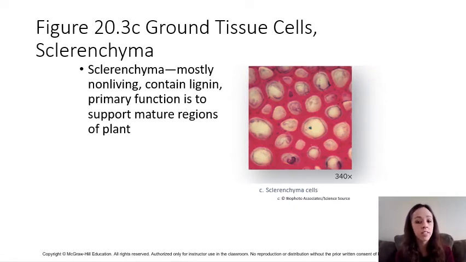Sclerenchyma cells have thick secondary walls containing lignin, which make plant cell walls tough and hard. Most of these cells are non-living, and their primary function is to support mature regions of the plant. The hard outer shells of nuts are made of sclerenchyma. Strings of sclerenchyma are the reason cotton and flax fibers can be woven into cloth, and hemp fibers can make really strong rope.